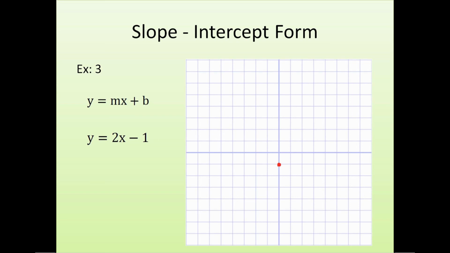Remember, rise over run. The rise is 2 and the run is 1. Starting from the y-intercept, go up 2 and then right 1. Plot your point. Again, up 2 and right 1. Plot your point and connect your dots with arrows at the end.